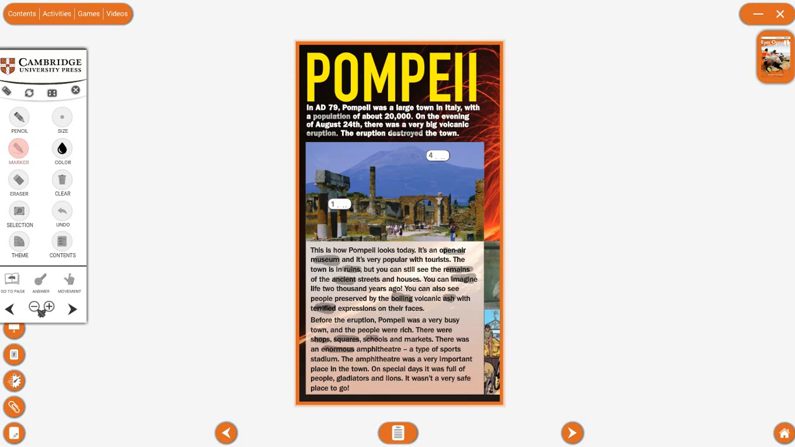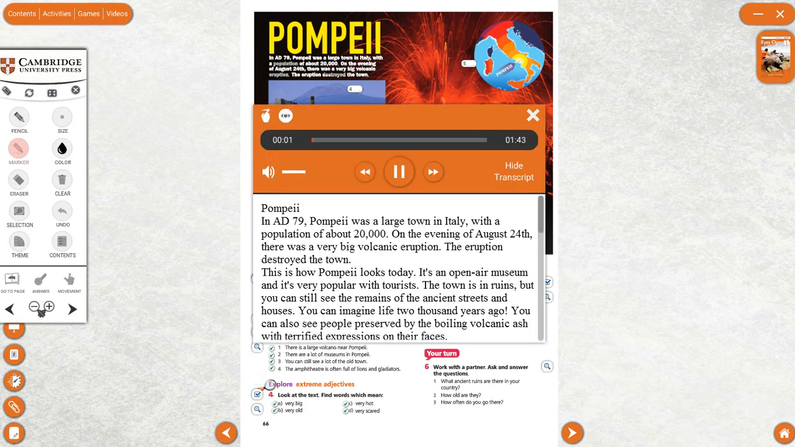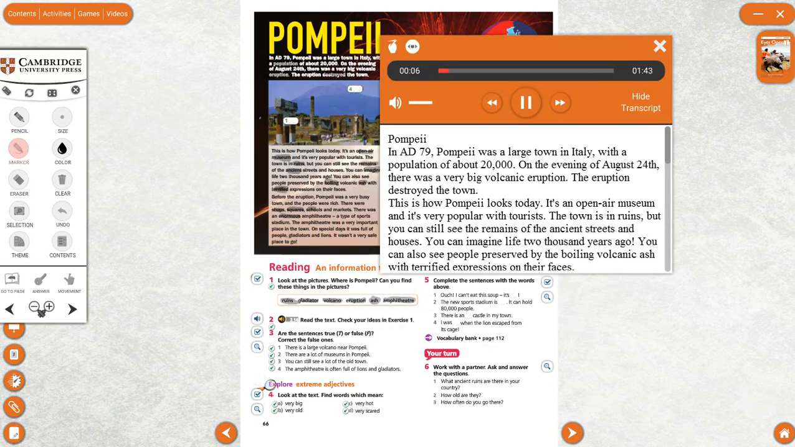Now, we read this reading part, then we will pass to our exercise. You need to read the text and check your ideas. CD2, track 14. Firstly, we will listen to the reading part, check our ideas. Listen and check.